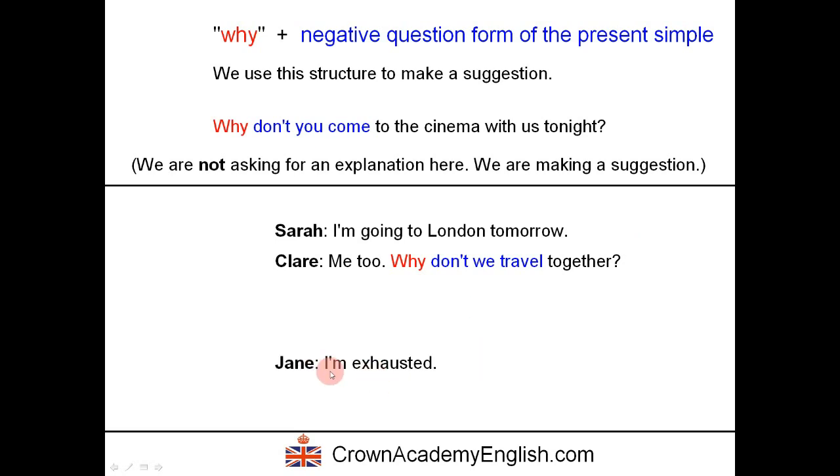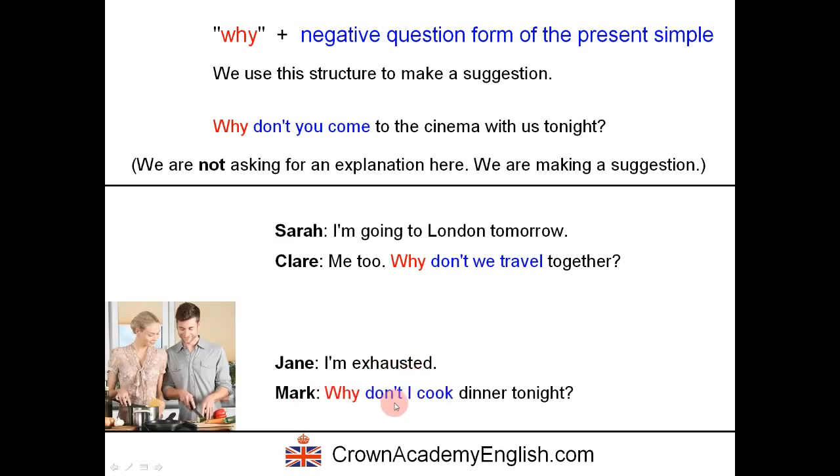Jane says, I'm exhausted. This means very tired. And Mark replies, well, why don't I cook dinner tonight? So Mark is suggesting that he cooks dinner tonight. Okay? So he's not asking for a reason, he's not asking for an explanation. This is making a suggestion.